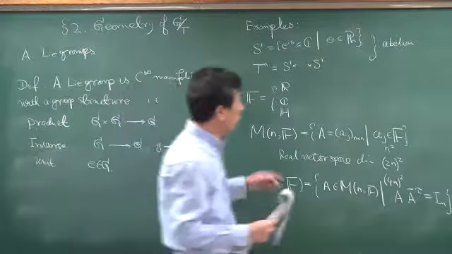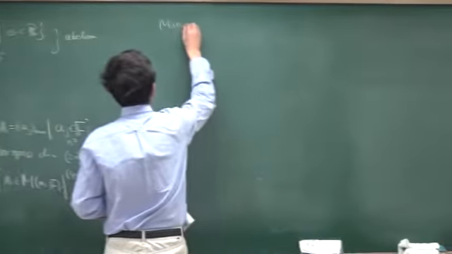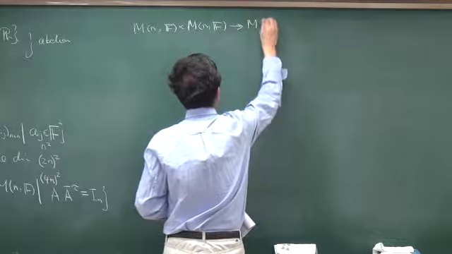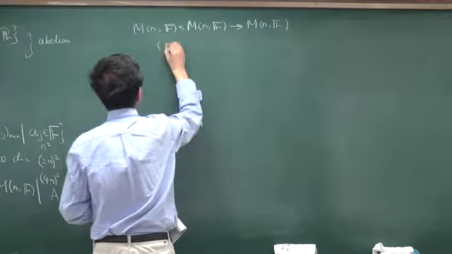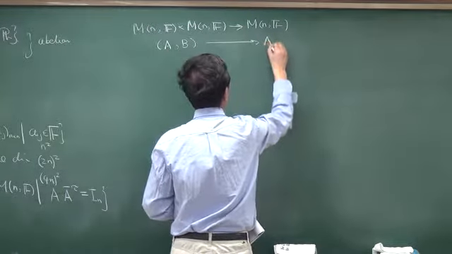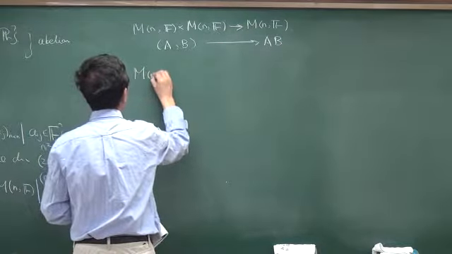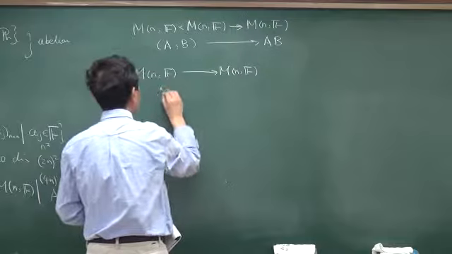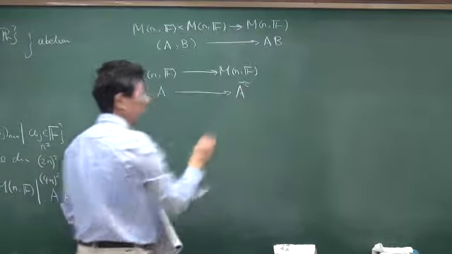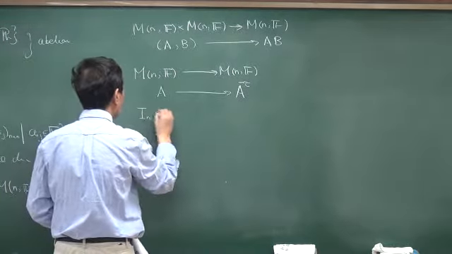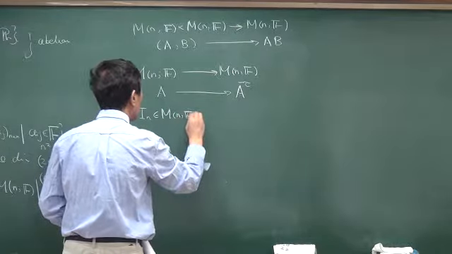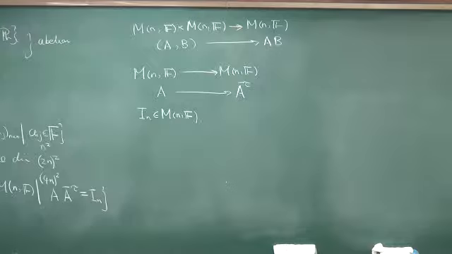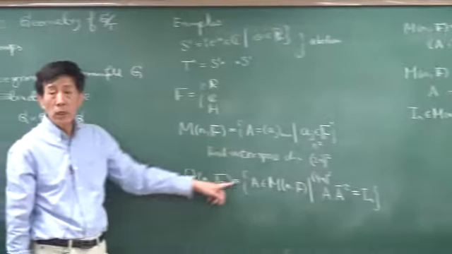Actually, in this space you have operations like the product, which simply maps two matrices to their product. You also have a map which maps each matrix to its transposed conjugate. And you also have the identity matrix. This is not a group, but if you restrict these operations to the subspace, this becomes a Lie group.